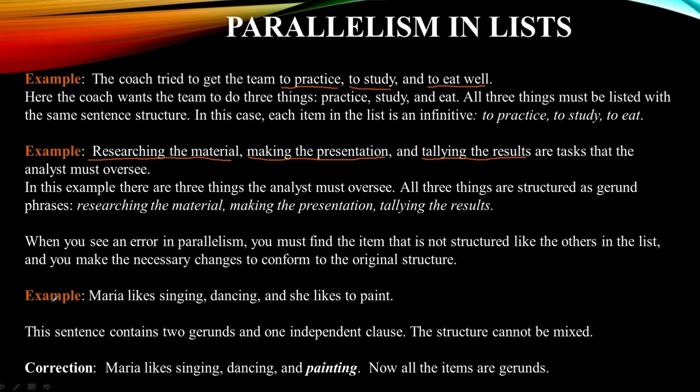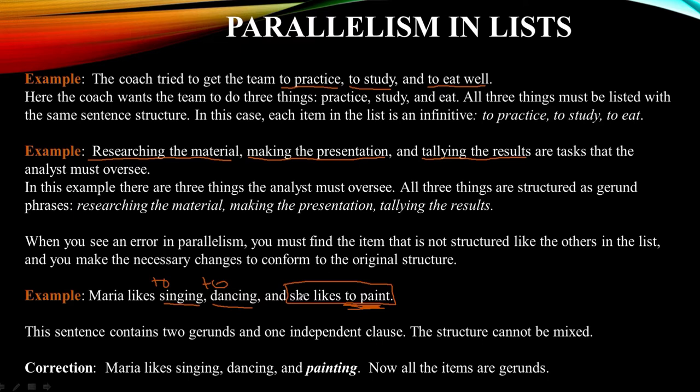Look at this next example here. Maria likes singing, a gerund, dancing, a gerund, and we should be looking for another gerund. But instead we have an entire sentence. She likes to paint. Not only that, it has an infinitive in it. So I have some choices. I could say she likes singing, dancing, and painting, and have all three gerunds. Or, since this one has the infinitive in it, maybe I like that better. I could say, Maria likes to sing, to dance, and to paint. As long as they're all the same, it doesn't matter.